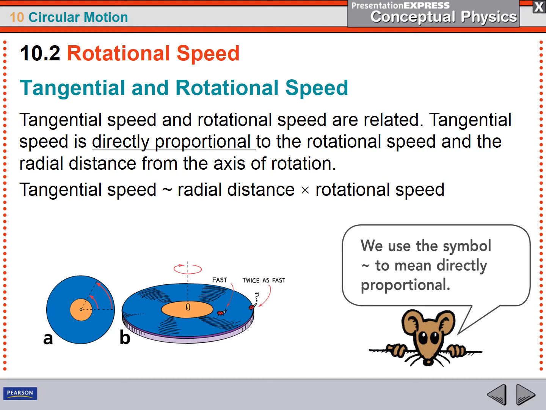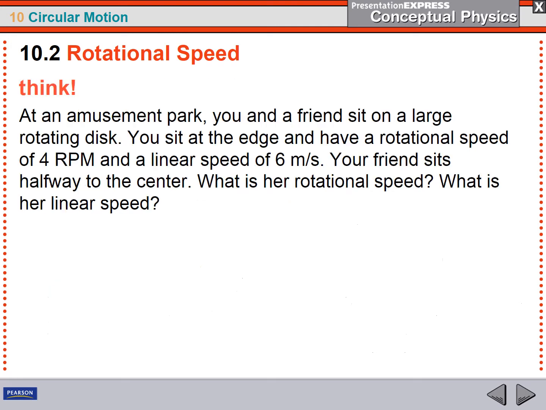At the axis of a rotating platform, you have no tangential speed, but you do have a rotational speed. That's because you rotate in only one place. As you move away from the center, your tangential speed increases while your rotational speed stays the same.